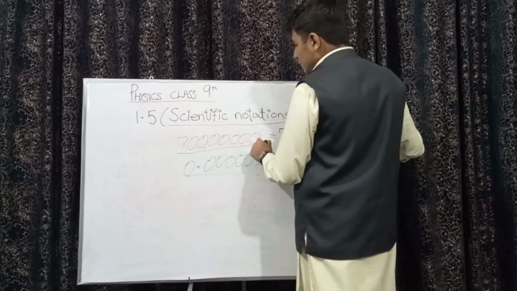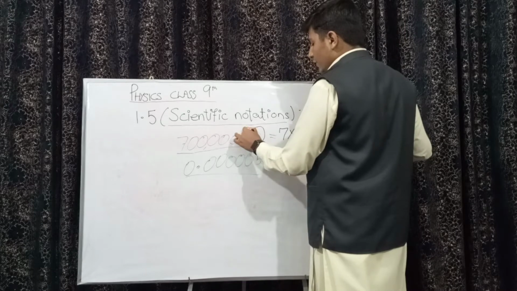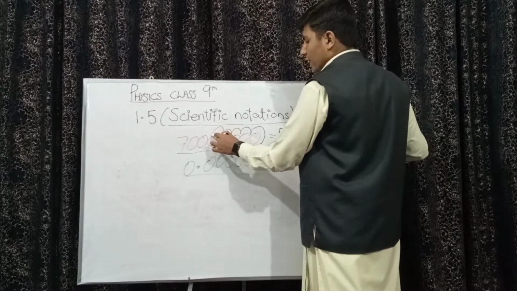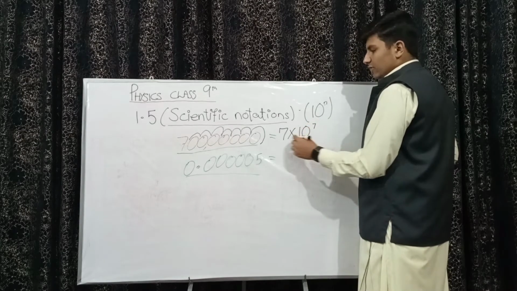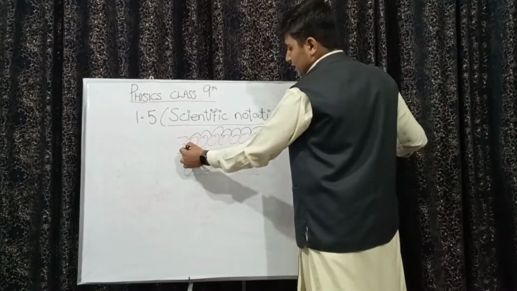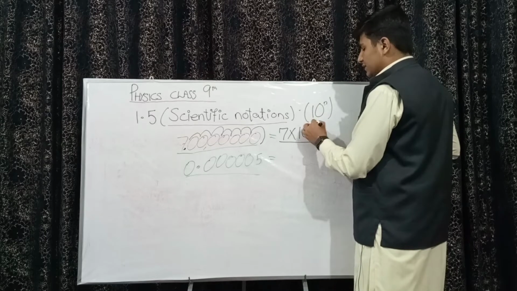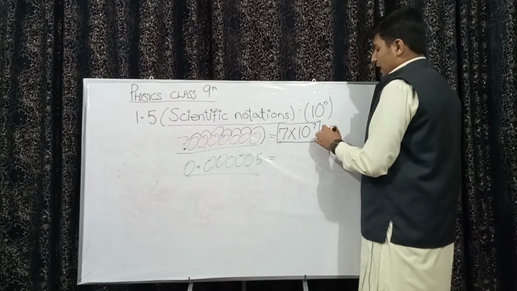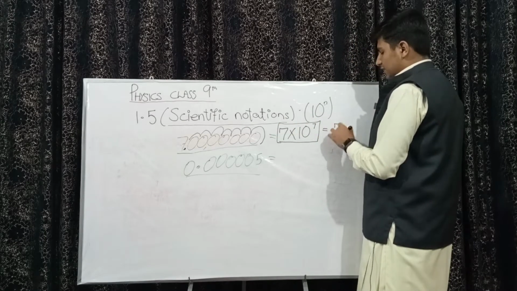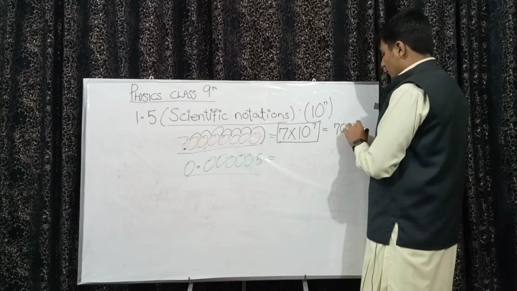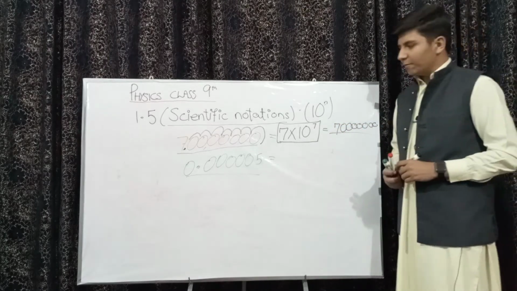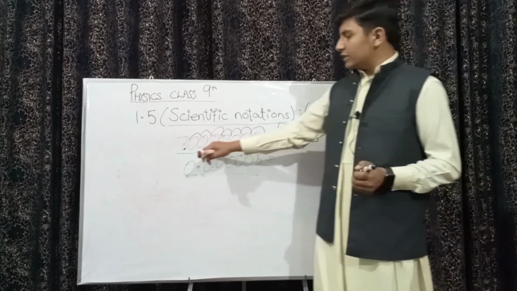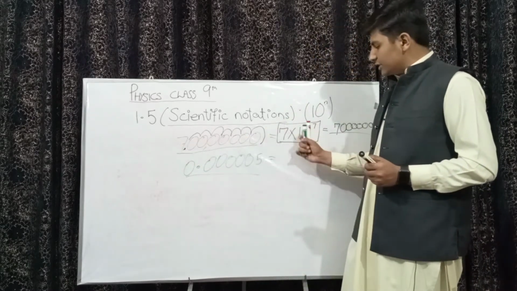Now the decimal is here. We shift it 1, 2, 3, 4, 5, 6, and 7. So it is 7 multiplied by 10 raised to power 7. And if we open it again, it will be the same: 7, then 1, 2, 3, 4, 5, 6 and 7 places, the same value will again be opened here. This is how we convert a very large quantity into a standard form.